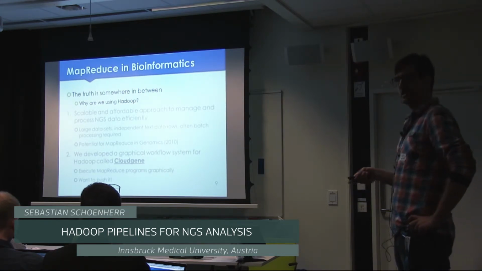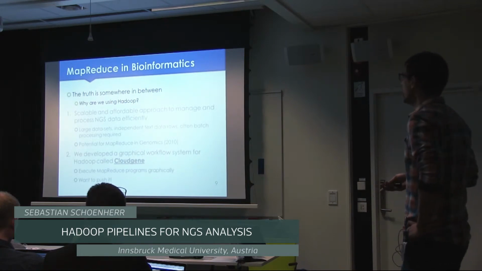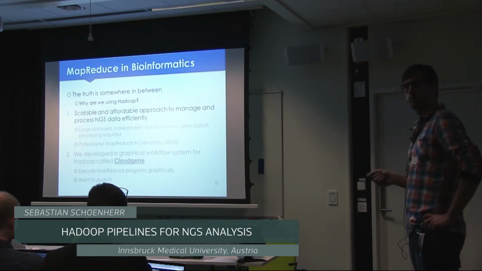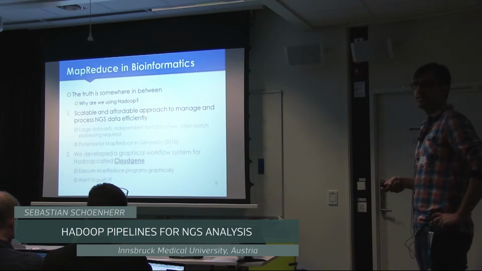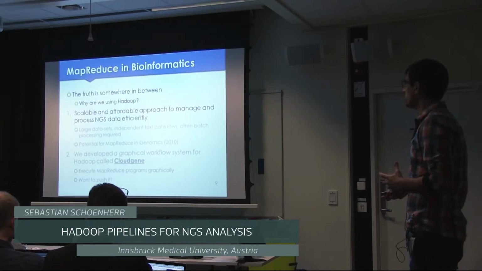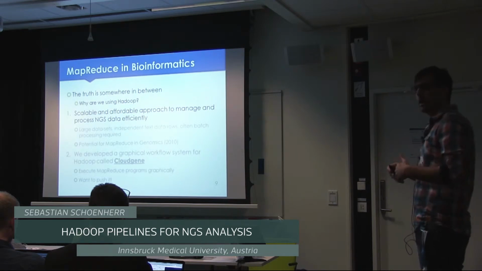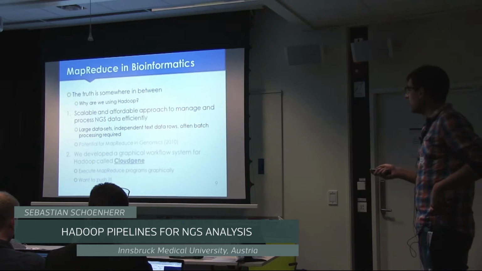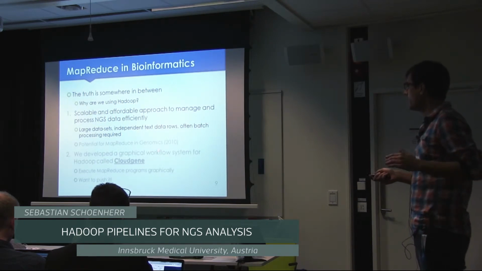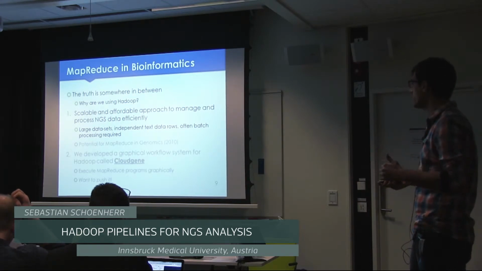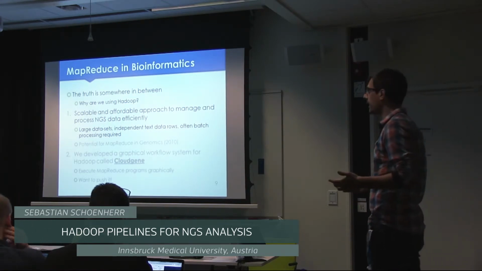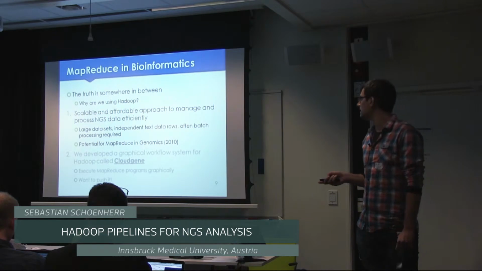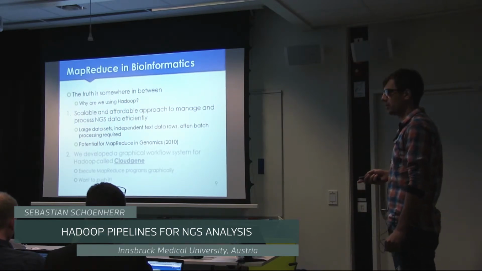The more interesting question is, why are we using Hadoop in Innsbruck? When we started with Hadoop in 2010 in Innsbruck, we were looking for a scalable and affordable approach to process our NGS data. We are a really small institute, so we didn't have the money to buy a big, huge cluster. When you look at NGS data, you have large data sets, independent text data rows coming from the FASTQ data, and often batch processing is required. So we saw some potential for MapReduce in genomics in 2010. That was the first reason we started with Hadoop.